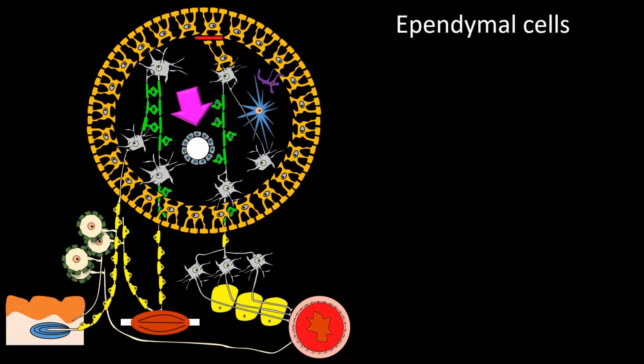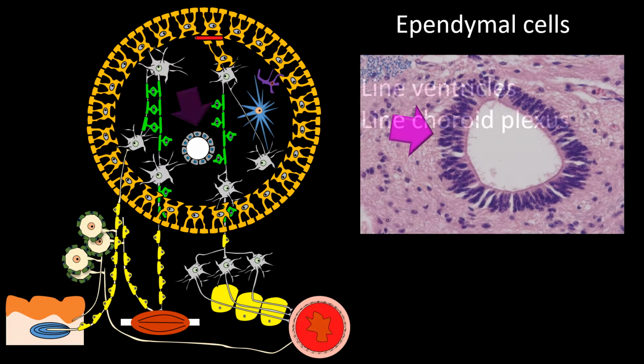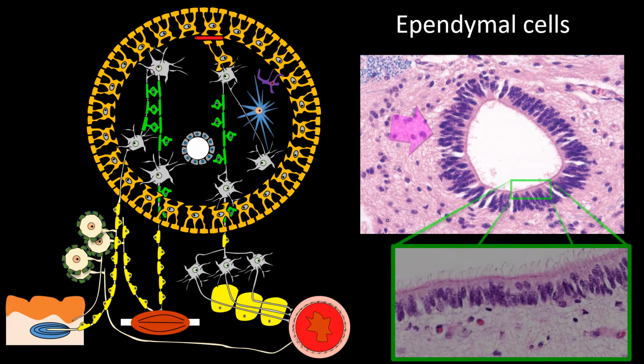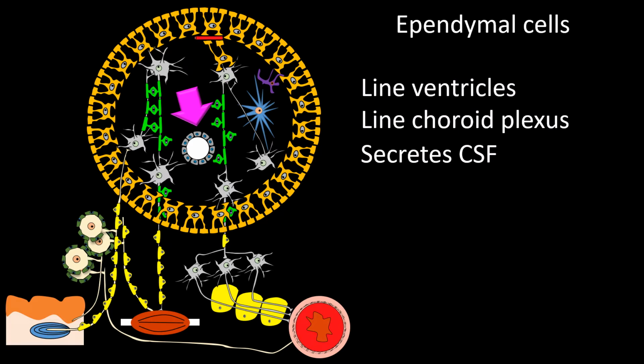Next, we will talk about ependymal cells. They line the ventricles and the choroid plexus, forming a fence around these structures. Notice in this enlarged section the little hairs swimming in the CSF. Ependymal cells secrete CSF.